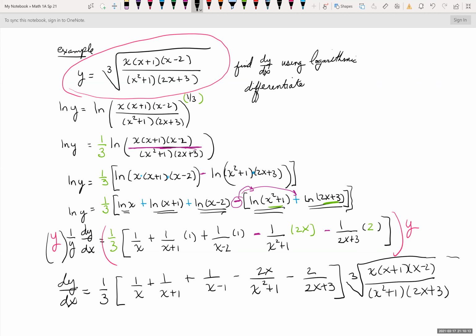Professor, where'd you get 1 over x minus 1, the third one? Isn't it that should be 2, right? X minus 2. Thanks. Anything else?